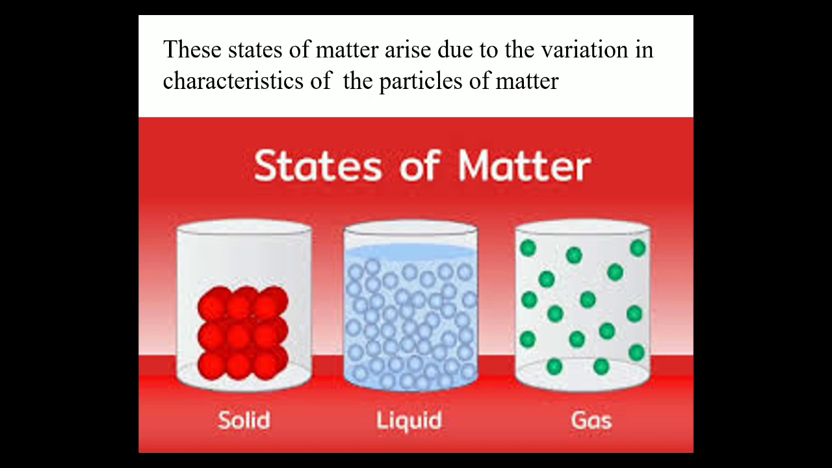That is why these states of matter have arisen, because of the variation in the characteristics, the variation in force of attraction, and the variation in compressibility. Okay, in the next class onwards we will be learning the different properties of solids, liquids and gas. What are the different properties of solids, how are they different from liquids, what are the different properties of liquids, how are they different from gases, and what are the different properties of gases. All these three we will be studying in our next class.